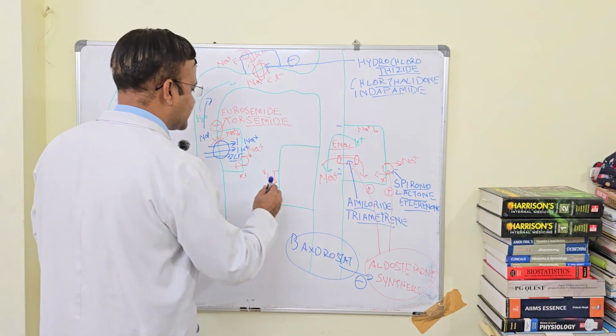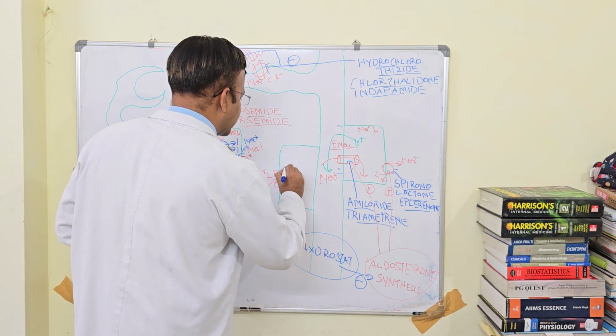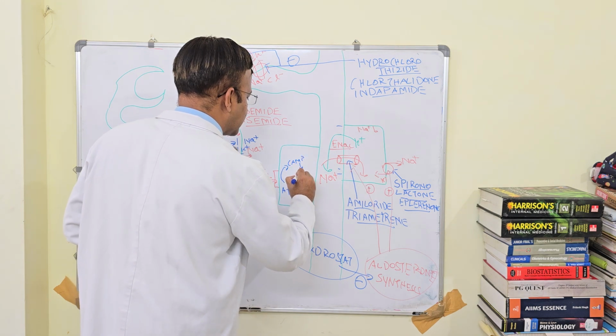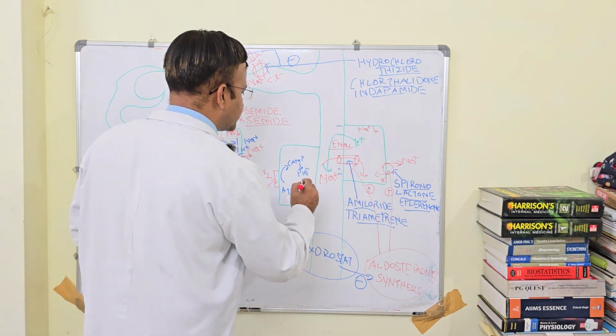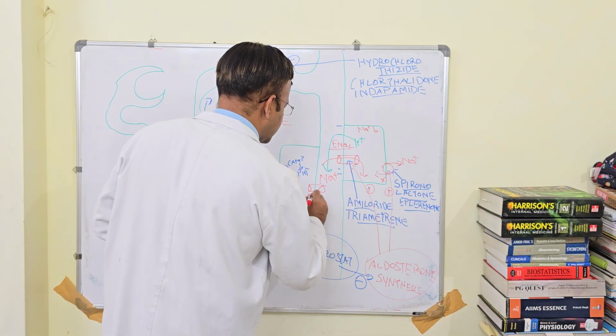How will the V2 receptor act? It will convert your ATP to cyclic AMP. The cyclic AMP will increase the protein kinase, and the protein kinase will in turn recruit which channel? Your aquaporin 2 channel, right? AQP2, which is going to reabsorb water, right?